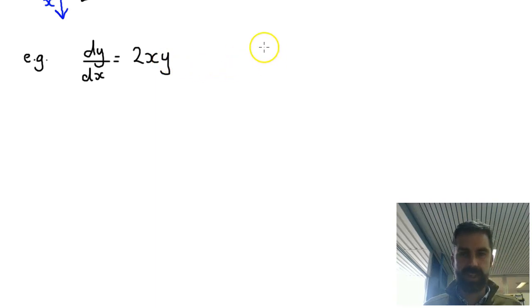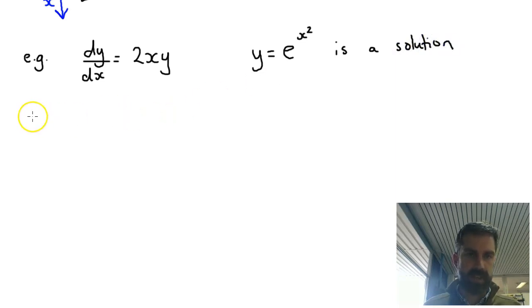But what if I said to you, let's just say that y equals e to the power of x squared is a solution, how would we check that that's a solution? Well, what we would do is we would simply take the derivative of this, which is the left-hand side of the equation, and see if it's equal to the right-hand side.